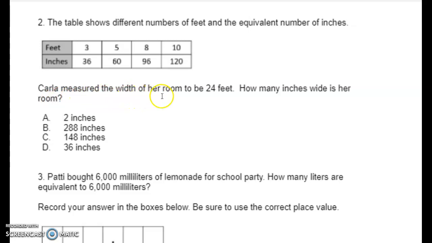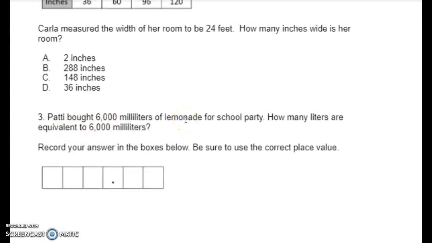Carla measured the width of her room to be 24 feet. How many inches wide is her room? A. 2 inches. B. 288 inches. C. 148 inches. Or D. 36 inches.